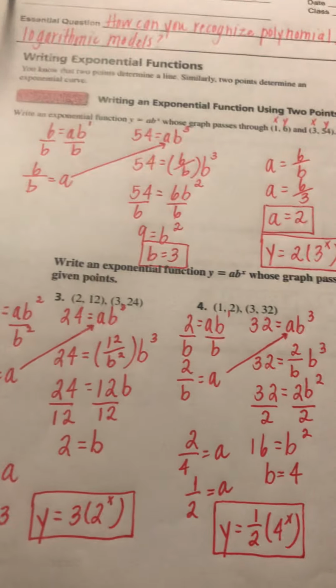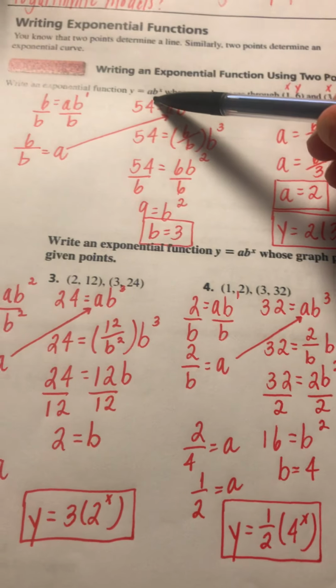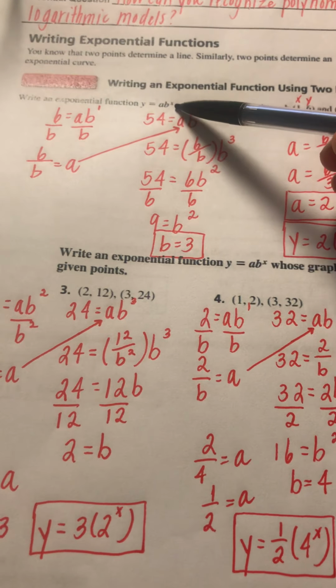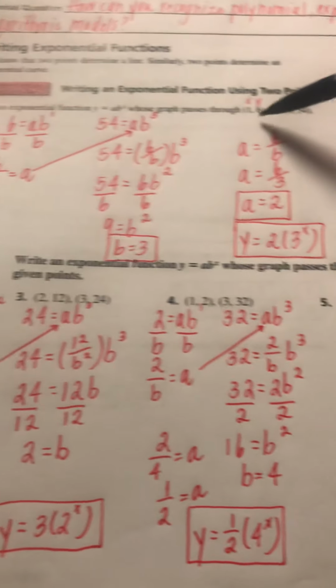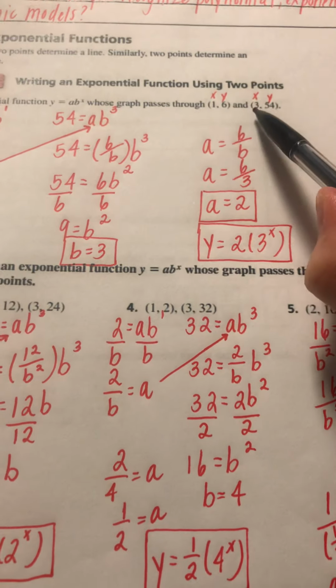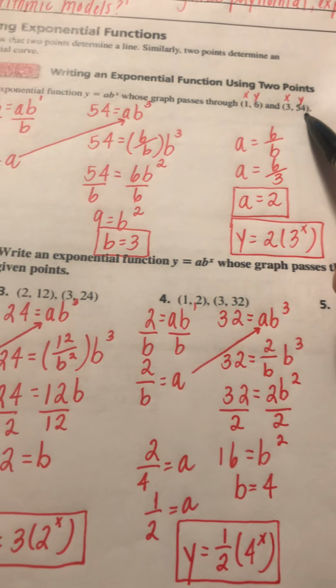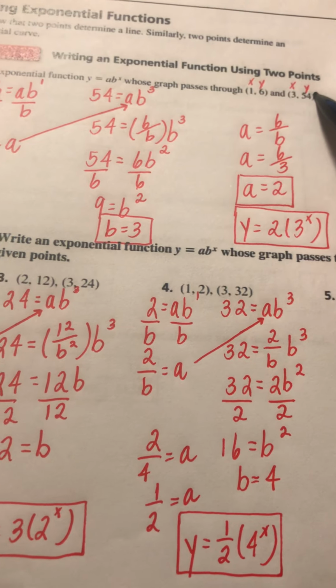Okay, so they're going to tell you to write an exponential function. Remember, that's something raised to an exponent of x. And they're going to give you 2 points. So they gave me (1, 6) and (3, 54). So I labeled them x and y.